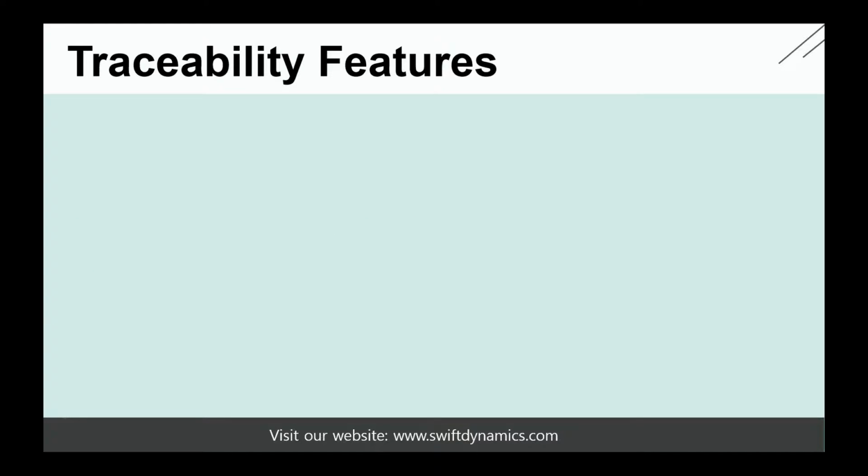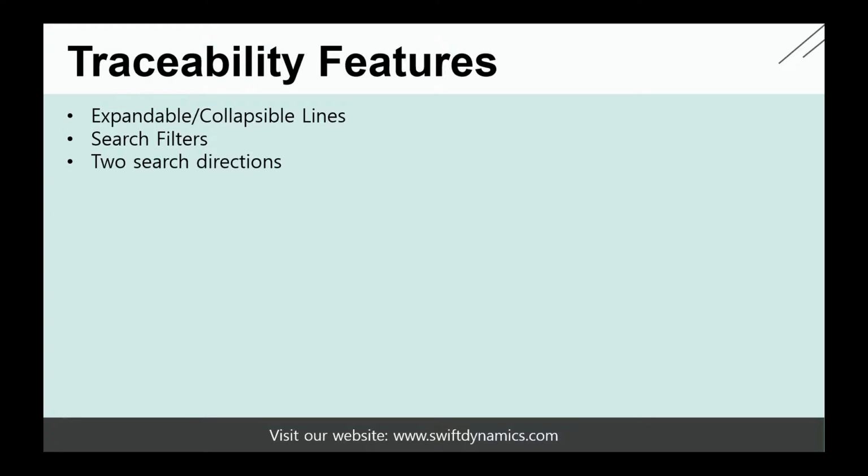Now let's look at the traceability features. The traceability features that we have in item tracing allow us to easily expand or collapse lines. There are a number of search filters that we will have to look at in the application. You can use two search directions, from origin to usage or from usage to origin. There's a search history that you can retrieve at any time. And there are a couple of interesting functions such as set filters with line values.